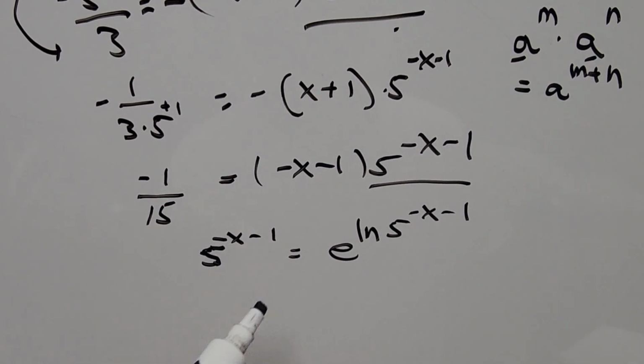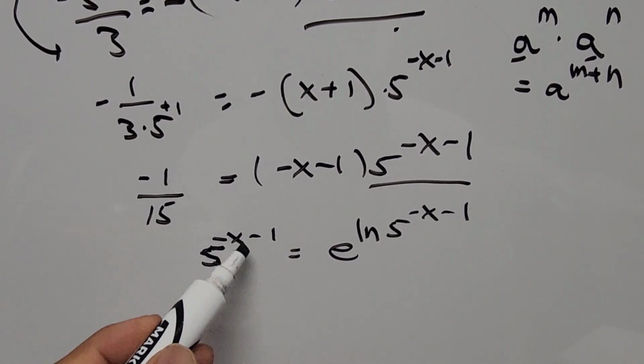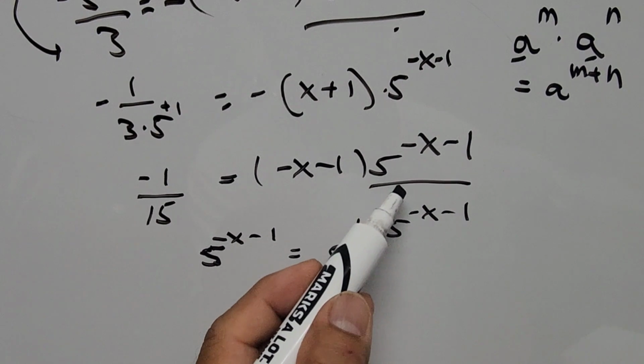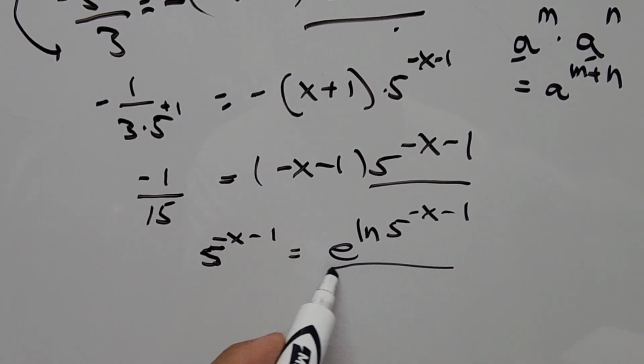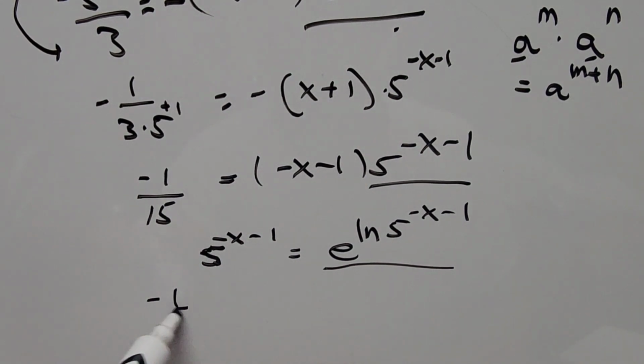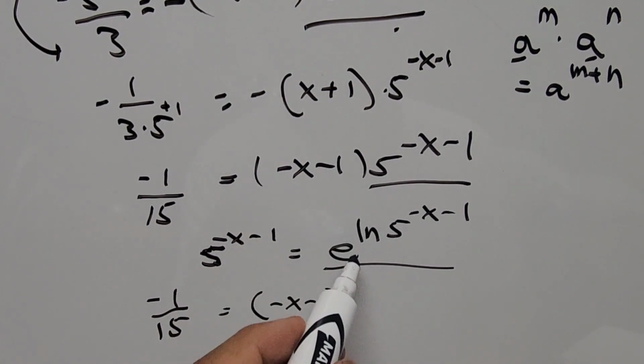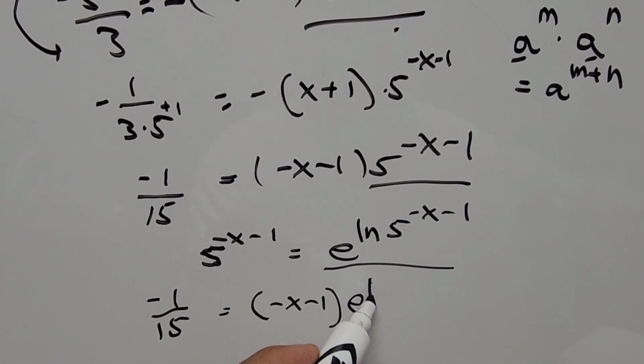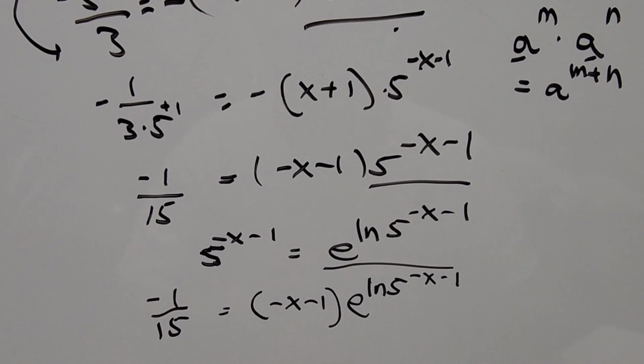So now we're plugging in this value of 5 to the power of negative x negative 1 into our equation right here. The new value is here. So we have negative 1 over 15 equals negative x negative 1 times e to the power of ln of 5 to the power of negative x negative 1. And so now we're getting closer to our target format, right? But then take a look, something is missing, right?